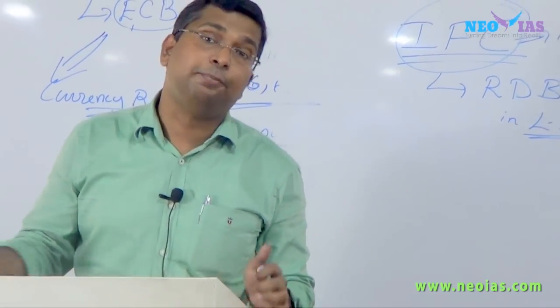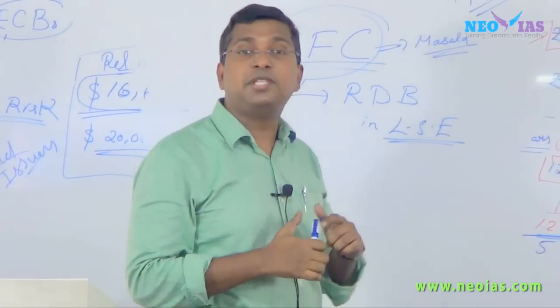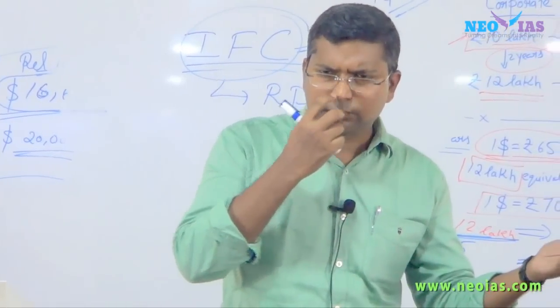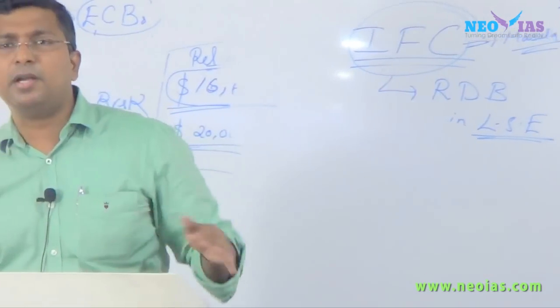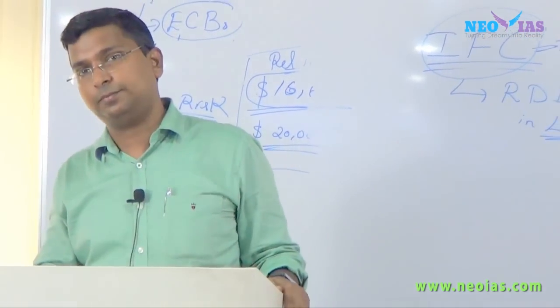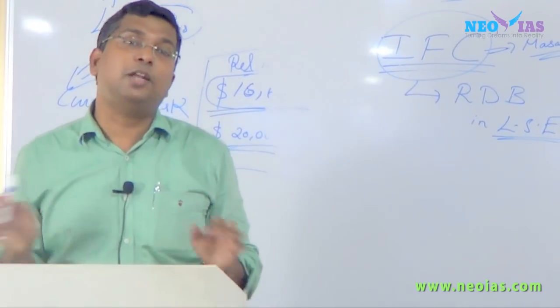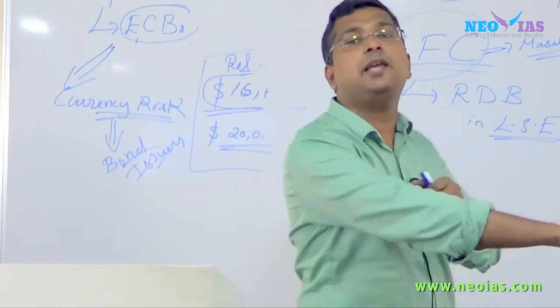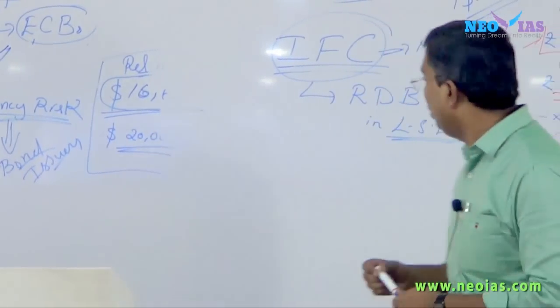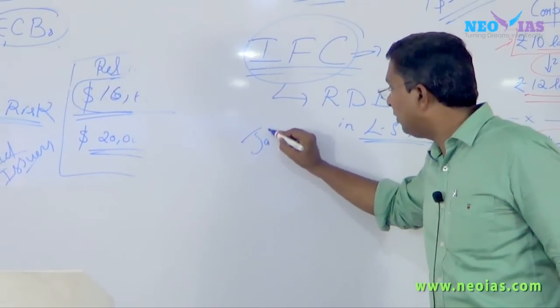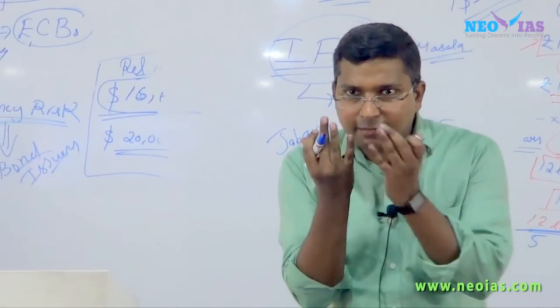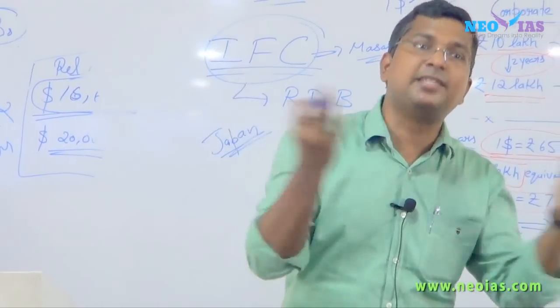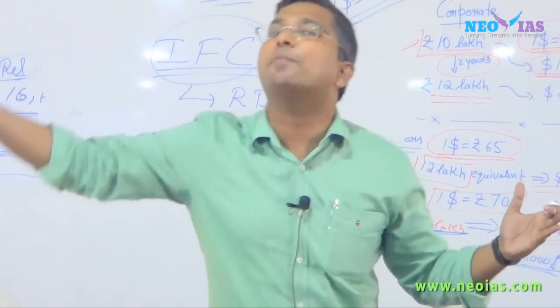Now try to understand that IFC gives loans to all the developing countries, developed countries, all the member countries of the World Bank. Don't think that only for India IFC has given a name like Masala bond. India is very famous for spices, masala. That's why IFC has given the name Masala.